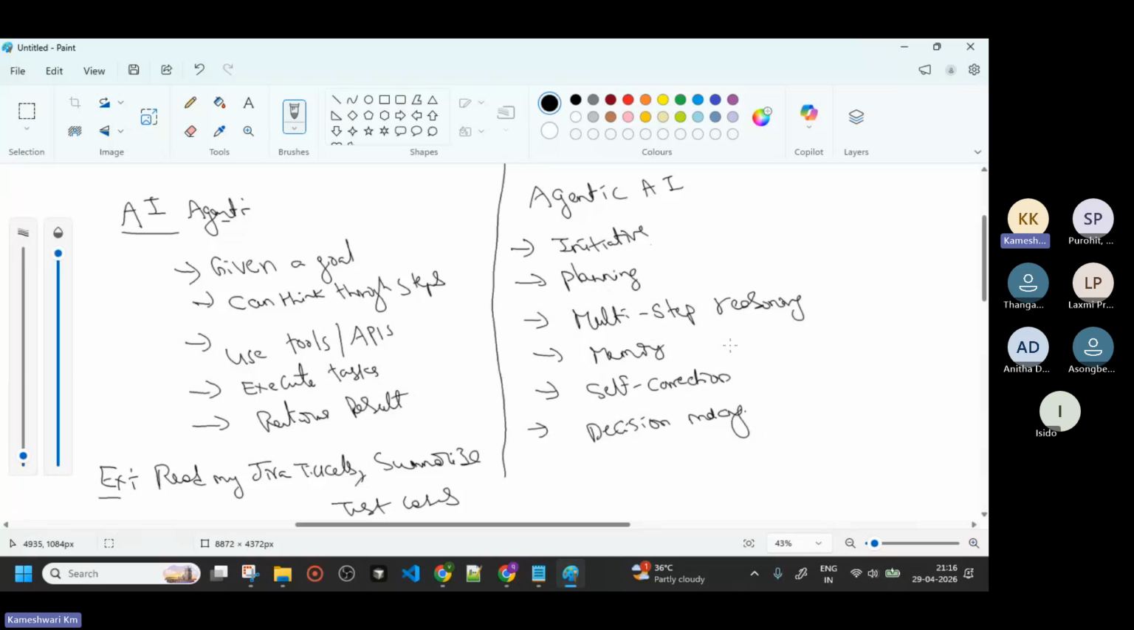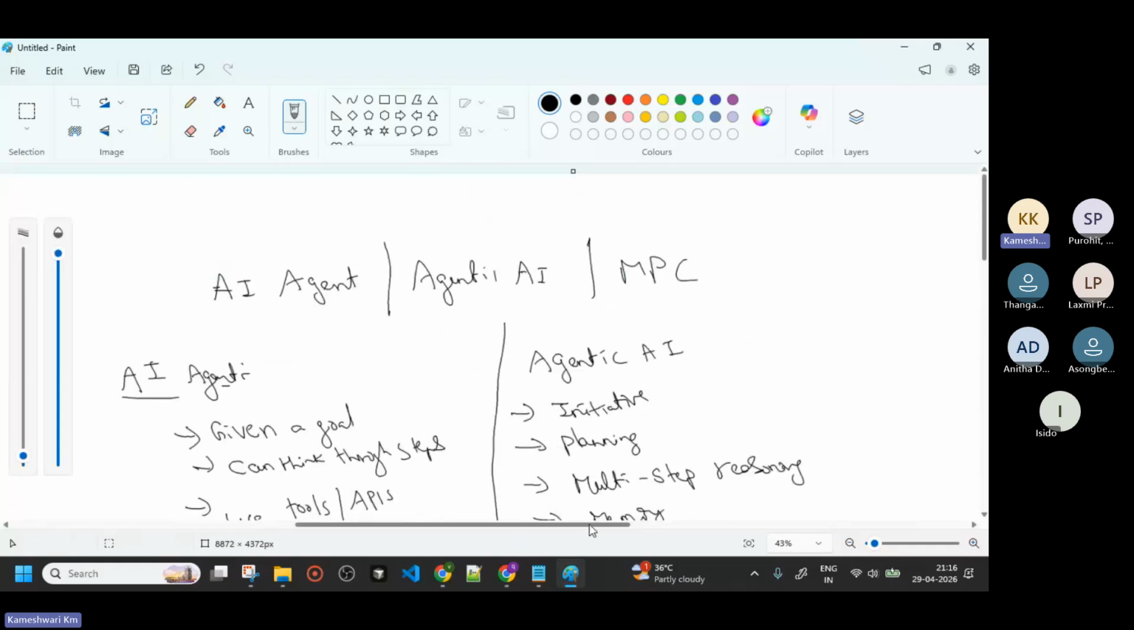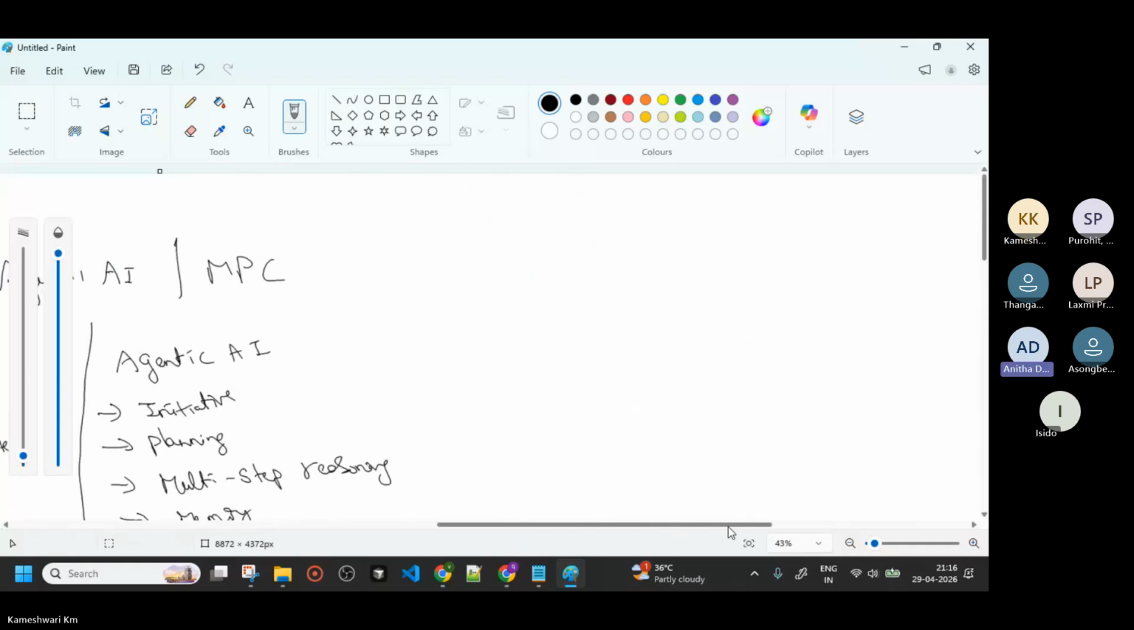With one shot, it will understand everything, it will think on its own, and it will take the decision, it will implement it. That's the beauty of agentic AI. Okay, now you may ask, what is MCP? Can you give an example of agentic AI?